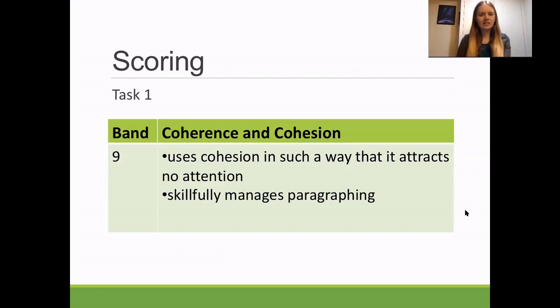Okay, moving on to the next criteria. It is coherence and cohesion. For a perfect score on this section, you would have to use cohesion in such a way that it attracts no attention. So you're doing things so naturally that the reader doesn't think, oh, they're trying to be very cohesive. So you need to sound very natural, and skillfully manage paragraphing. So you are using your different paragraphs easily, clearly, in an appropriate way without any issues.